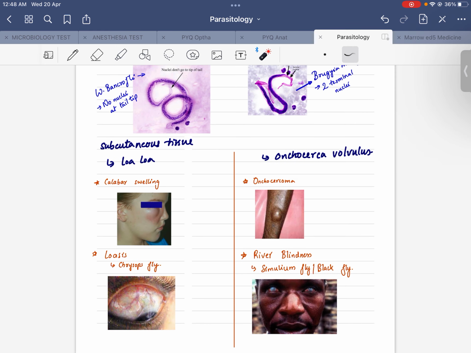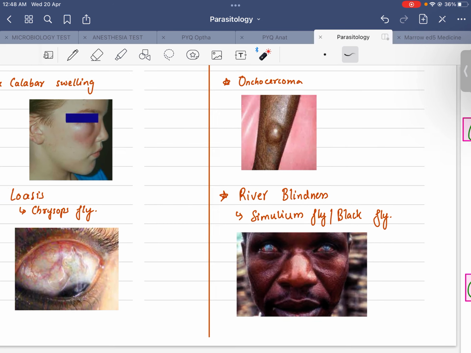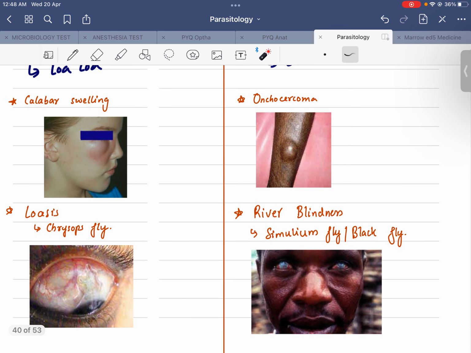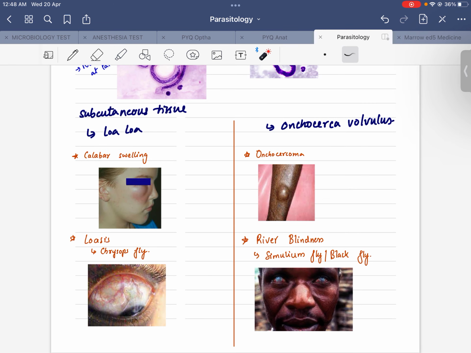Compare now Loa loa versus Onchocerca volvulus. Not so important, but still river blindness is caused by Onchocerca volvulus. Onchocercoma is caused by Onchocerca volvulus. Look at these images. River blindness transmitted by Onchocerca, transmitted by Simulium fly or black fly.